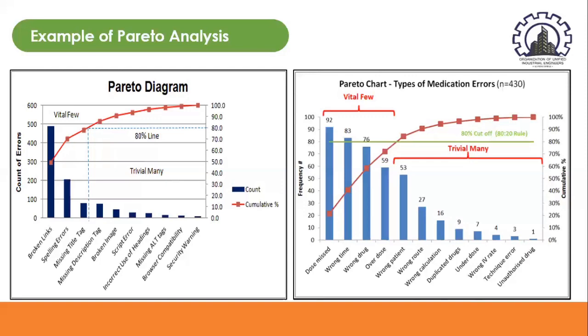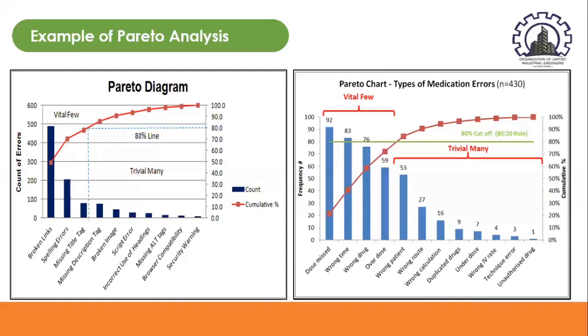And the rest of the errors, we call them the trivial many, meaning to say they contribute to the causes of the errors, but they don't have that much effect compared to these 3. So in other words, we need to draw our full focus on the top 3 reasons for the errors, which are the broken links, spelling errors, and the missing title tag.